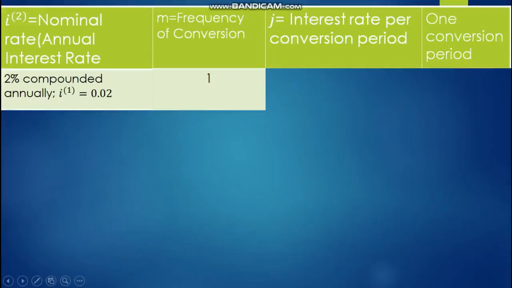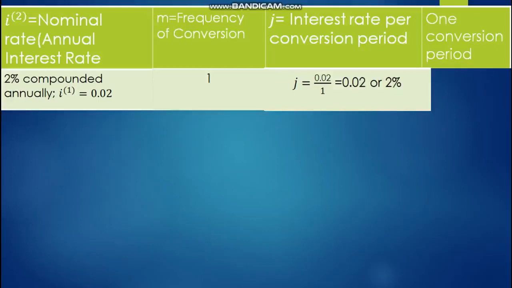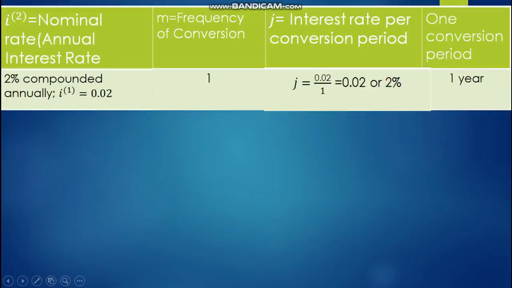The interest rate per conversion period is just the quotient of the annual interest rate and the frequency of conversion. So that is equal to 0.02 divided by 1, which is the frequency of conversion. Therefore, j, or the interest rate per conversion period, is equal to 0.02. And the conversion period is yearly, because it is compounded annually.